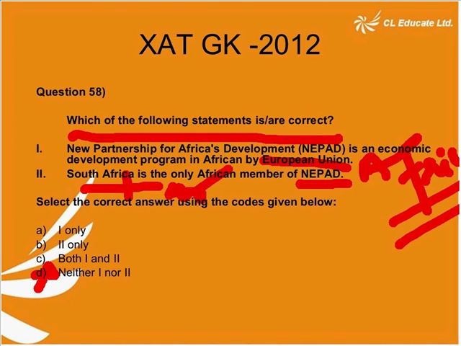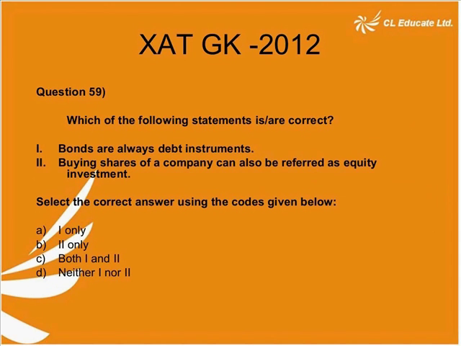India is not. Which of the following statement is or are correct? Bonds are always debt instruments. Buying shares of a company can also be referred as equity investment. Checks your knowledge of economics.